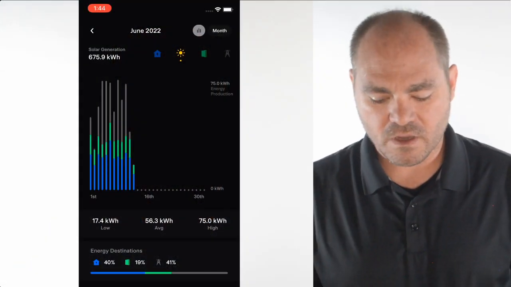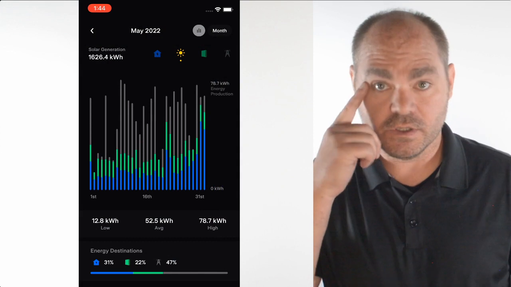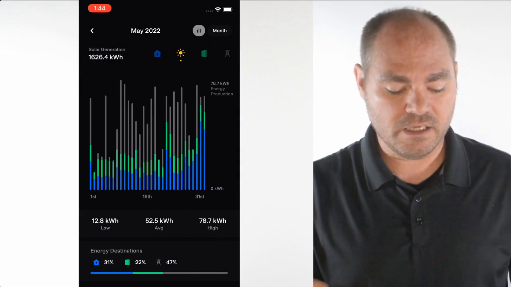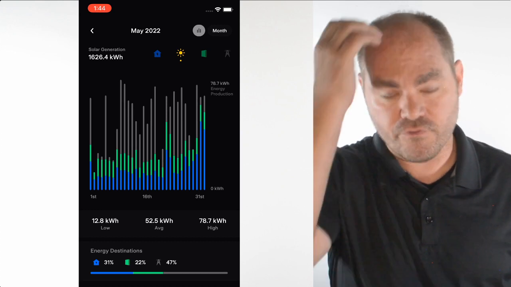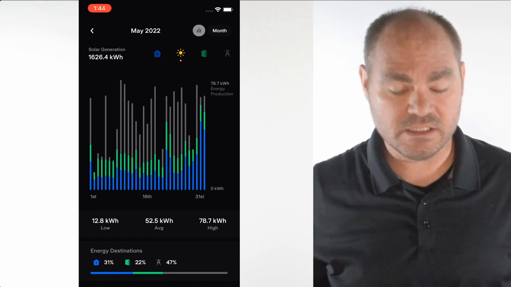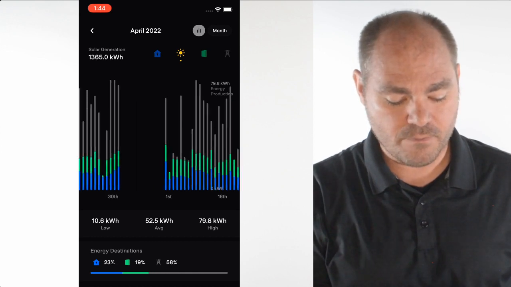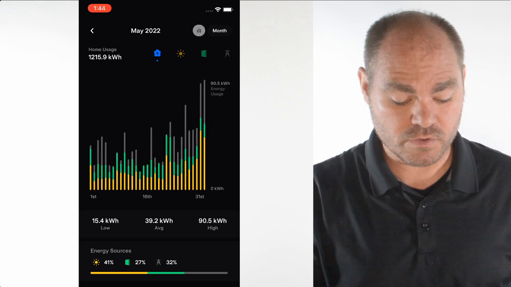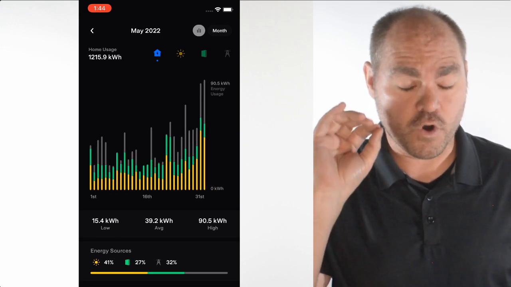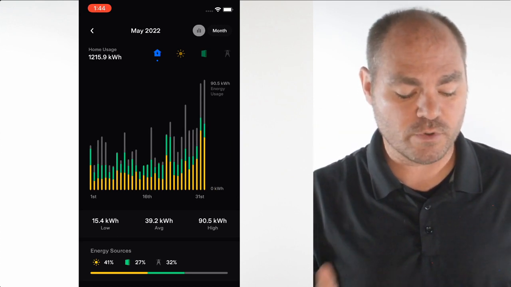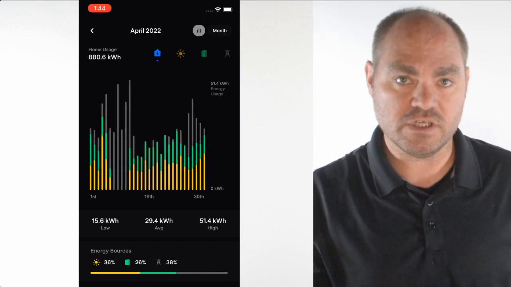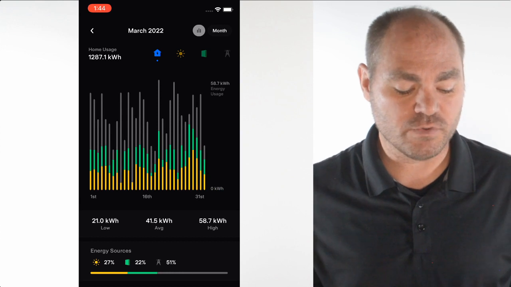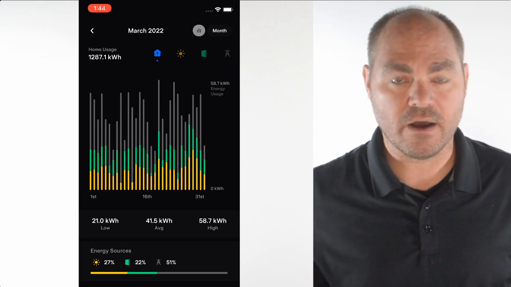All right. We're going to take month numbers so we can see total usage for May. Here was 1,626.4. We'll round that off. For April, it was 1,300. No, these are the wrong numbers. Those were solar generation. So the home usage for May was 1,215 kilowatt hours. The usage for April is 880 kilowatt hours. And then for March, it was 1,287 kilowatt hours of usage.